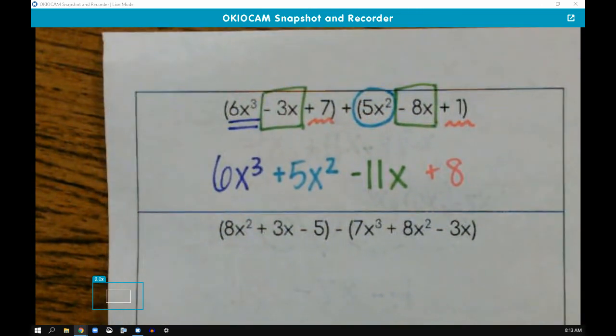All right. Any questions on that example? So that one, the thing that was different about it is not everybody had someone to add with. So that x cubed there was only 1 x cubed, there was only 1 x squared, it all stayed separate.